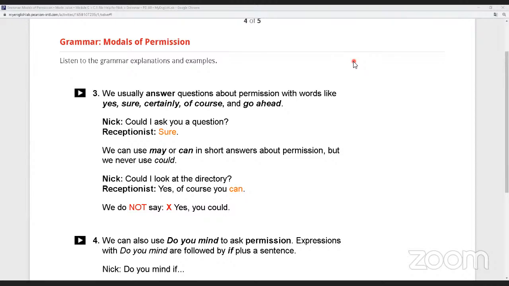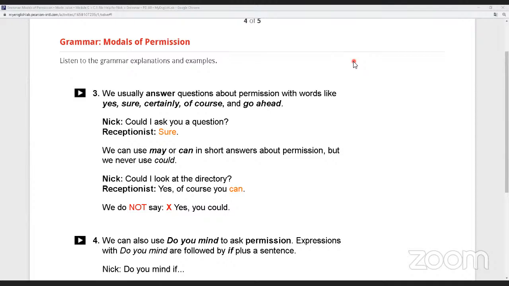Okay, so we have some options when we want to answer those questions about permission. We have yes, sure, certainly, of course, and go ahead, right? All of them are the most common. It's the same, there is no difference at all. You can use all of them in whatever situation you want. So in this case, we're going to talk specifically about the use of could.